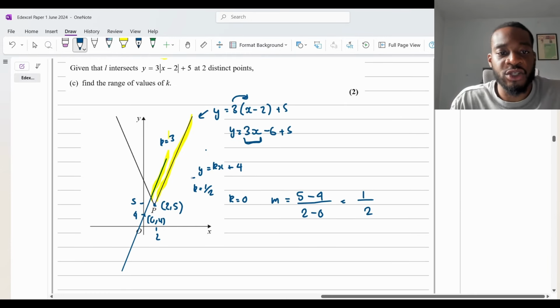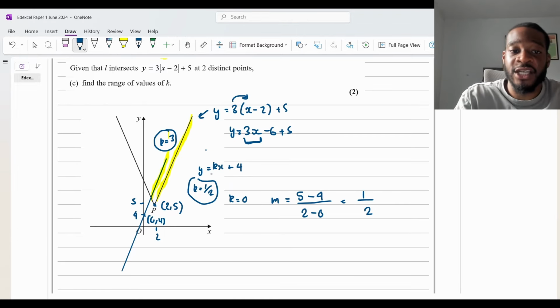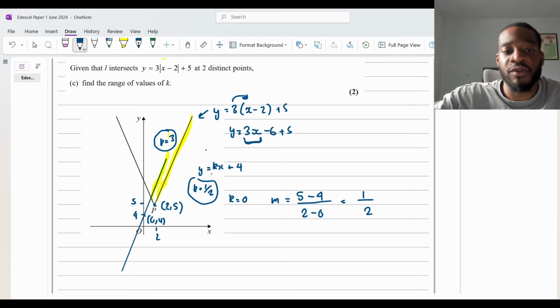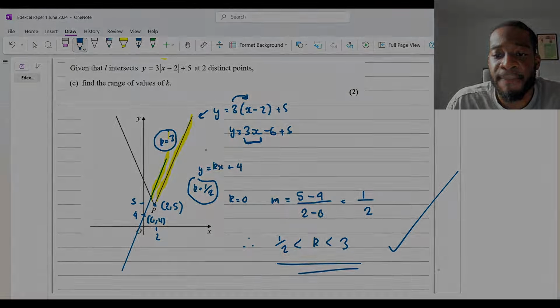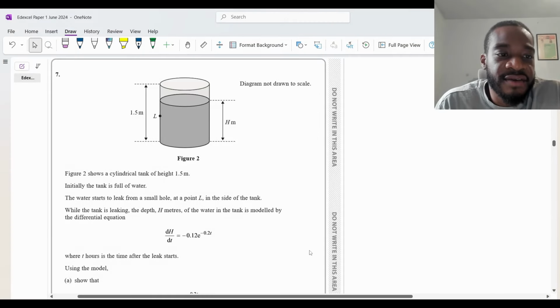So therefore, these are our two critical values. k equals 1/2, k equals 3. k equals a half when it just touches the vertex once. k equals 3 when it's directly parallel to that right-hand side of the branch. And in between those, it's cutting twice. So therefore, your values of k are going to be between a half and 3. And that's it. Finished. Okay, so question 7 says, Figure 2 shows a cylindrical tank of height 1.5 meters.